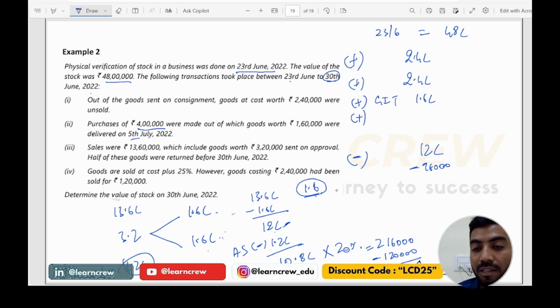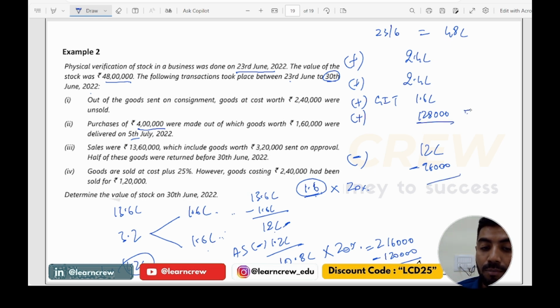How do we find it? How do we minus the profit on this? 1.6 lakh into 20%. No, 20% minus 20%. Okay. You'll be getting the value of 1,28,000. Okay.